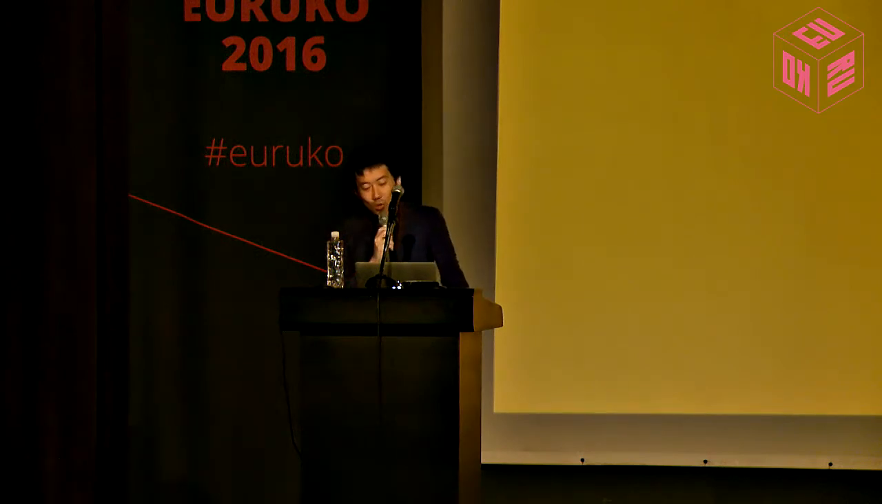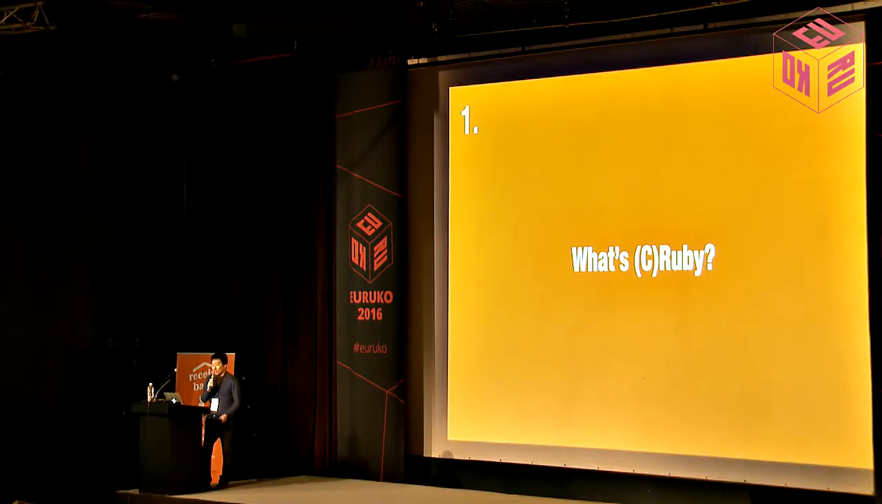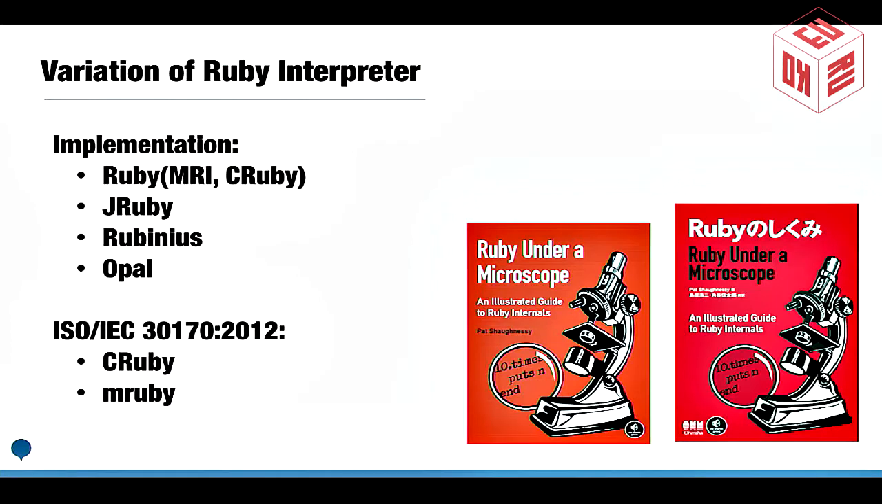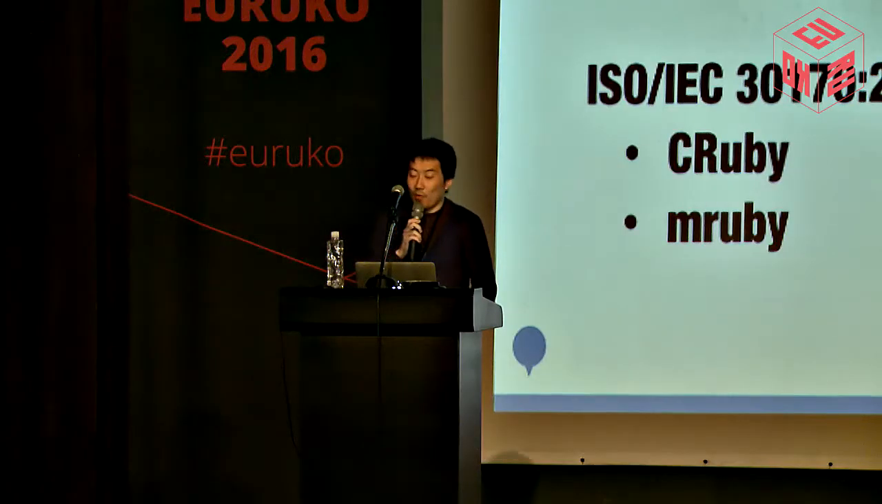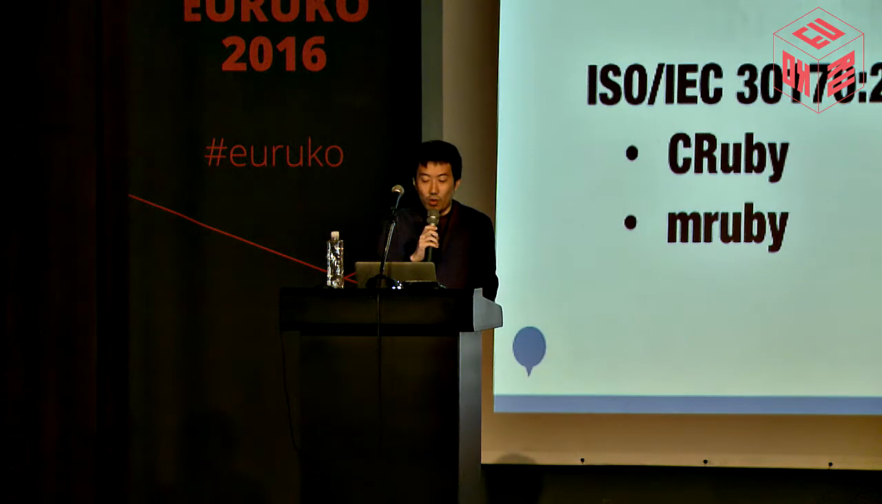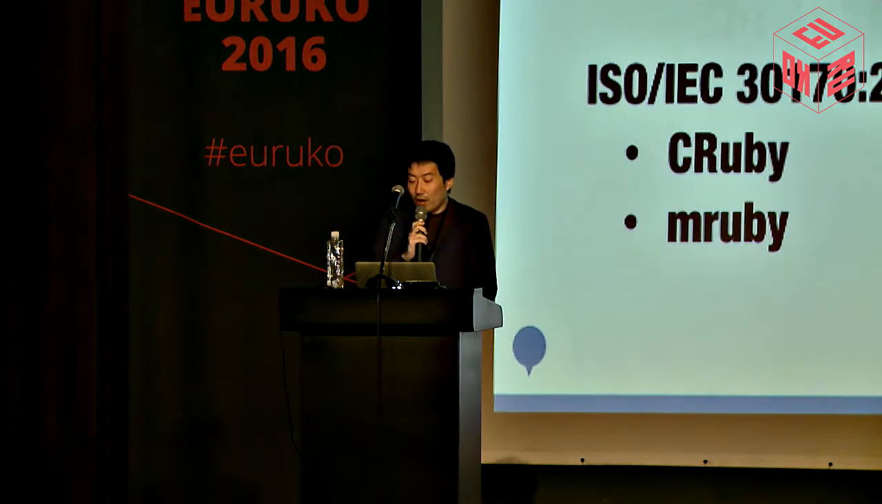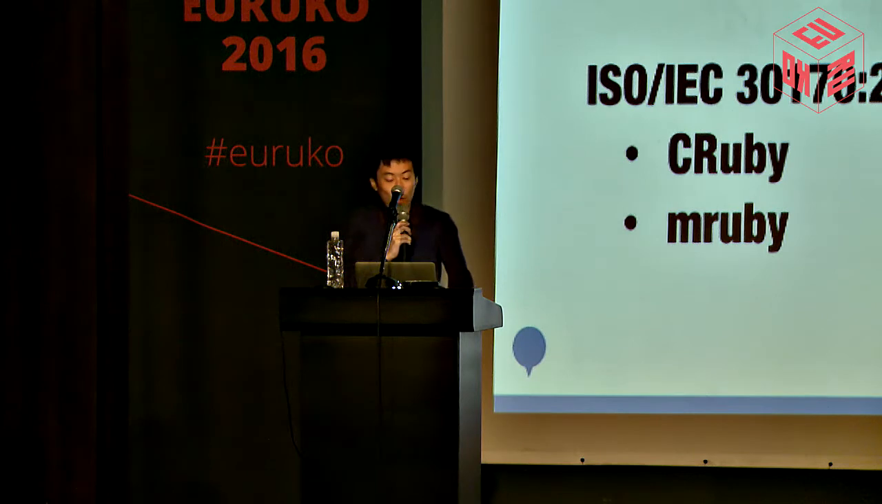So I start today's main theme. The first section is: what's Ruby? We have a variety of Ruby interpreters. The famous implementation is CRuby, written in the C language. Other implementations are JRuby, Rubinius, Opal and more. And we have Ruby applied to the ISO standard. There are CRuby and mruby only.